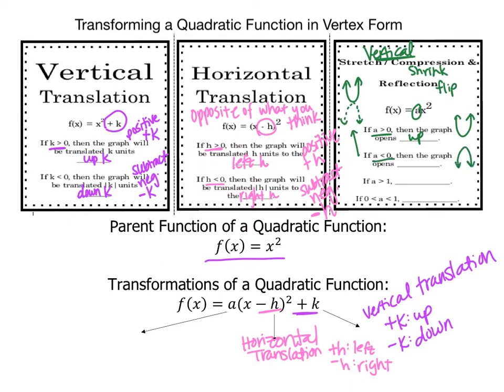So remember, greater than 0 means positive. Then I'm facing up, a regular quadratic. If it's negative, it's going to reflect. It's going to flip over, and I'm going to now open down.